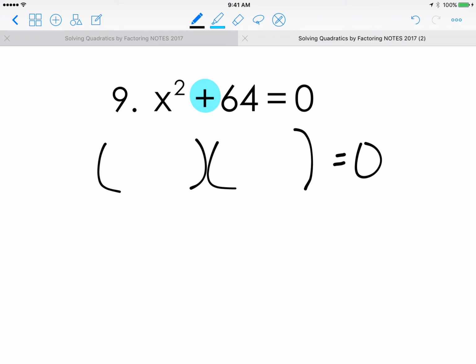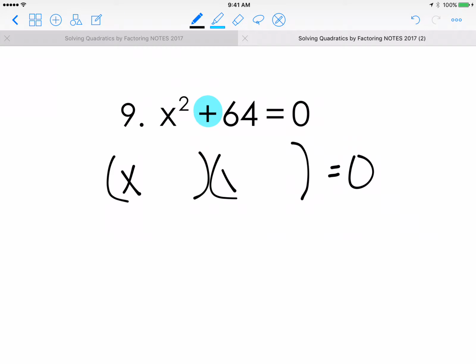Okay, so here we go. Square root of x squared would give us x and x. Okay, so what's the square root of 64? Hopefully you would say 8. So we would have 8 and 8. And again, this has to be a conjugate to get rid of those middle terms. So you have an x plus 8 and x minus 8.